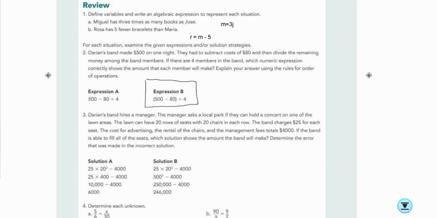And the reason it's going to be B is because it initially says they had to subtract the cost of 80 and then divide. So we make $500 first, then we subtract, then after that happens, we divide. Well, if you look at expression A, then we would actually divide first, because in order of operations, multiplication and division come before subtraction. But this says that we need to subtract first, so we have to put parentheses around it.